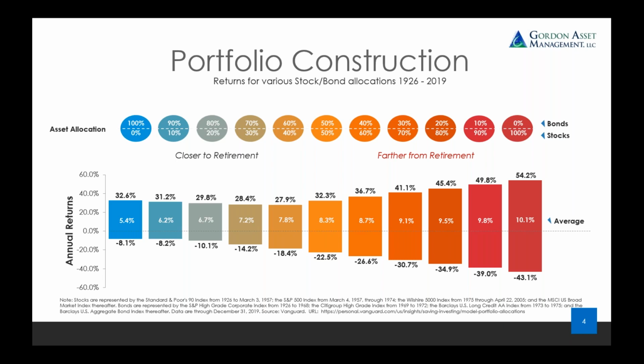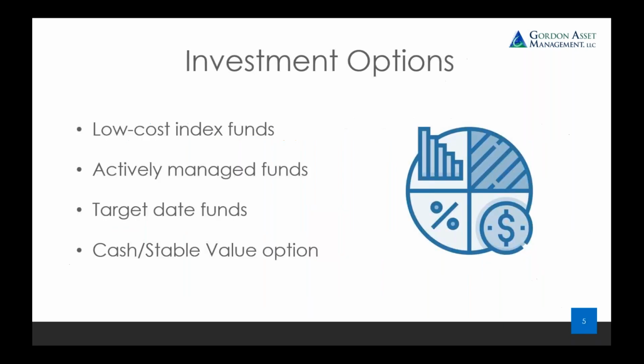Putting this to practice, those who are farther from retirement with more time to ride out the risks may want to consider a portfolio more heavily weighted to stocks to take advantage of higher expected average returns over time. Whereas those who are closer to retirement and have less time to ride out the risks may want to consider a higher allocation to bonds in their portfolio.